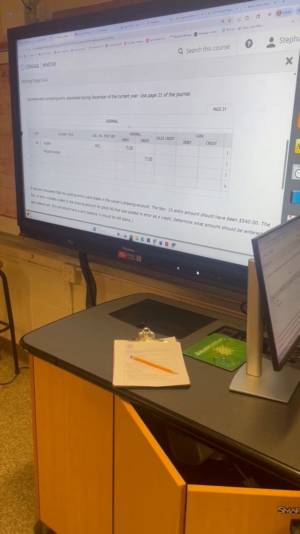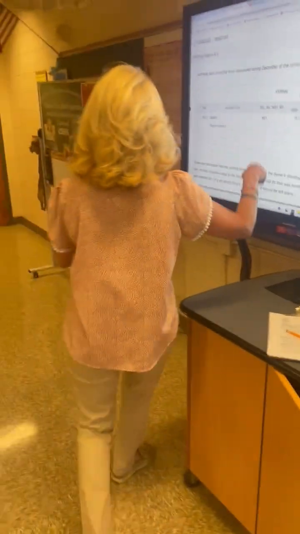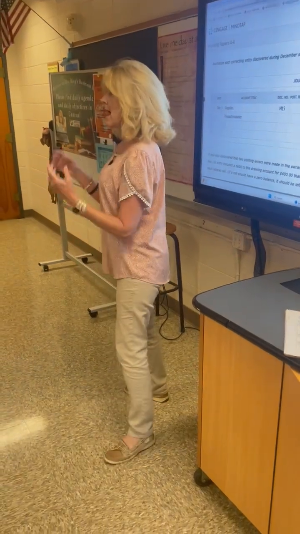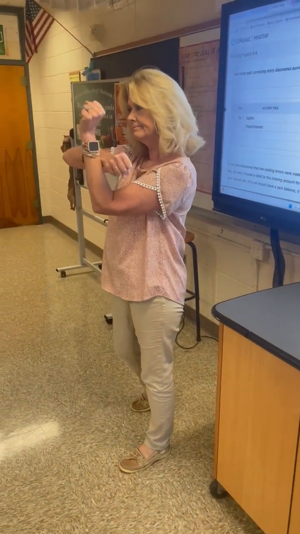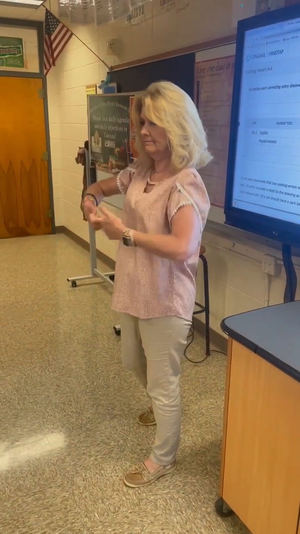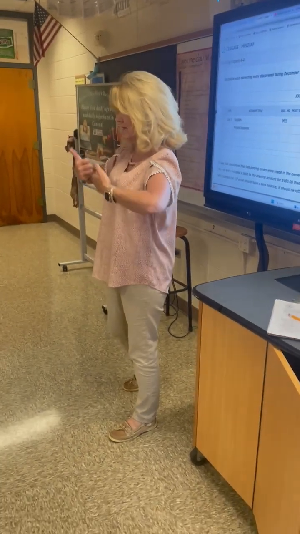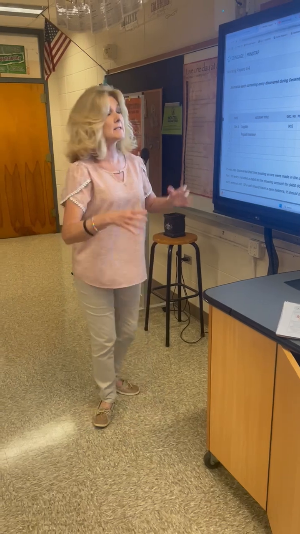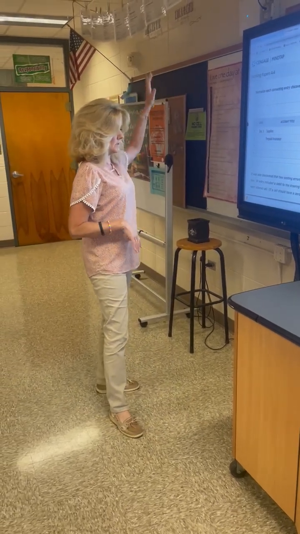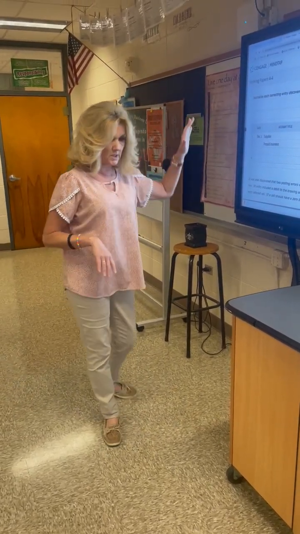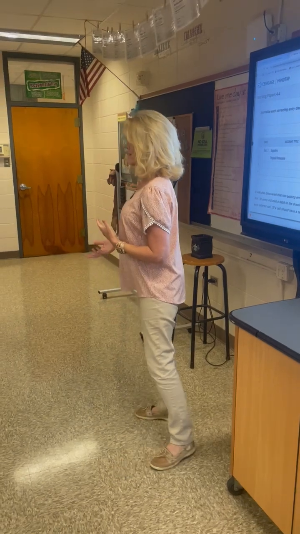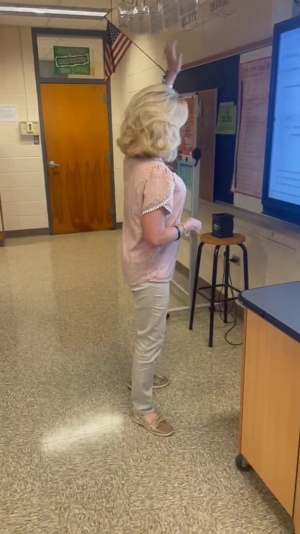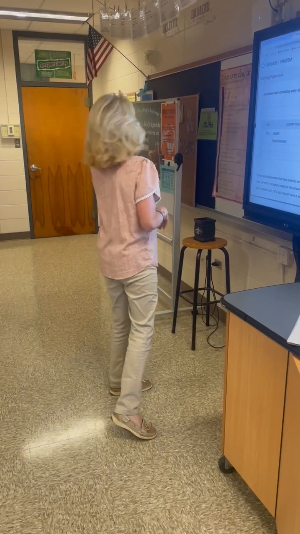So remember how we learned to post this? When we go to post prepaid insurance, remember your normal balance is always your, what side? Assets. Your increase, right? It's always your increase side. So if the prepaid insurance is an asset and it sits on the left side of the accounting equation, what's the normal balance for prepaid insurance? Is it a debit or is it a credit? Somebody say debit? Debit. Debit, good job.